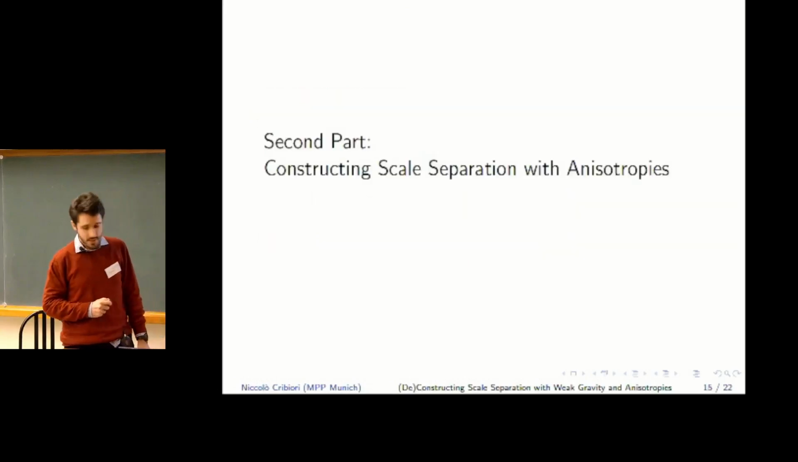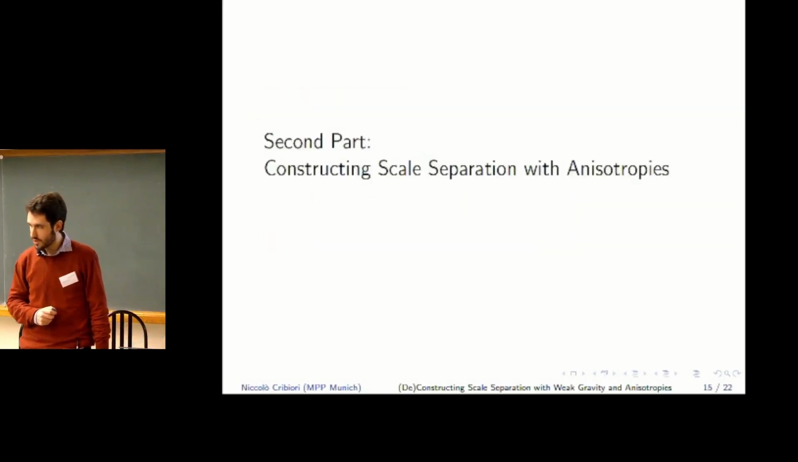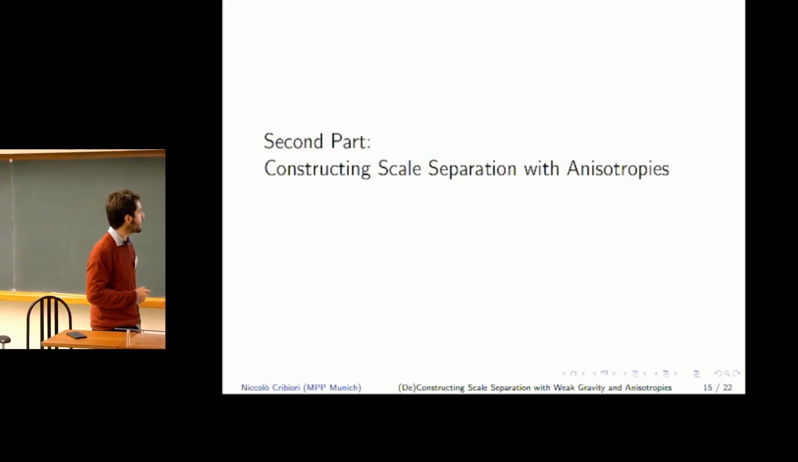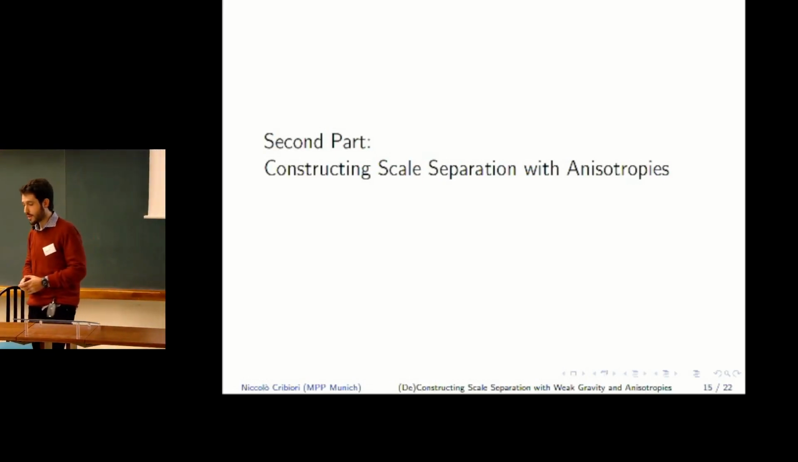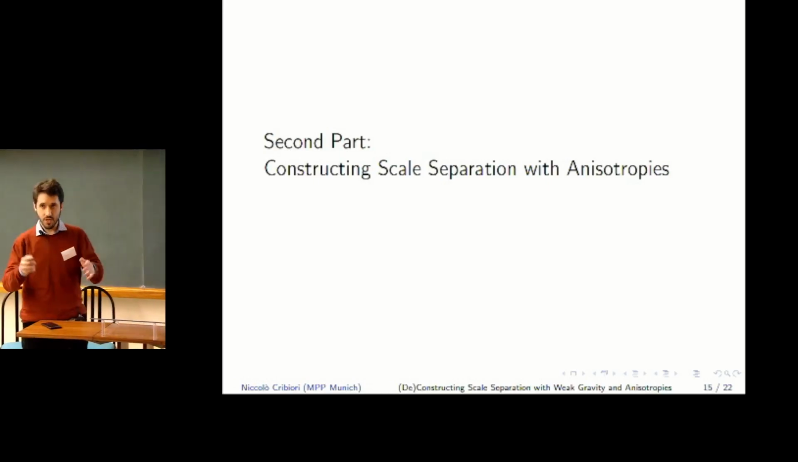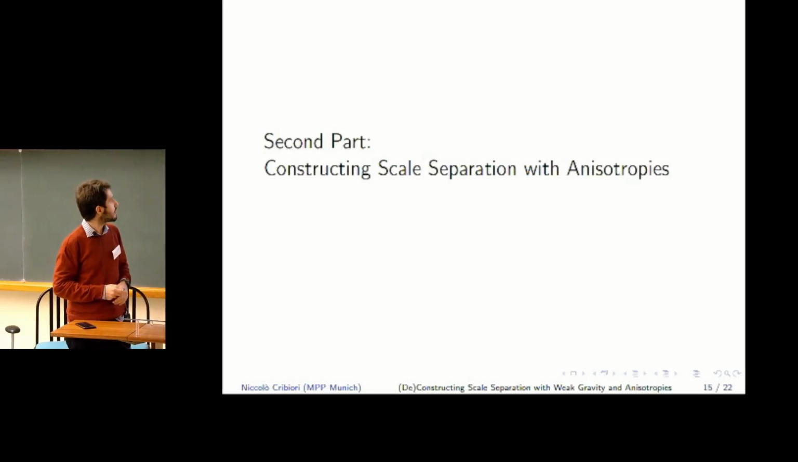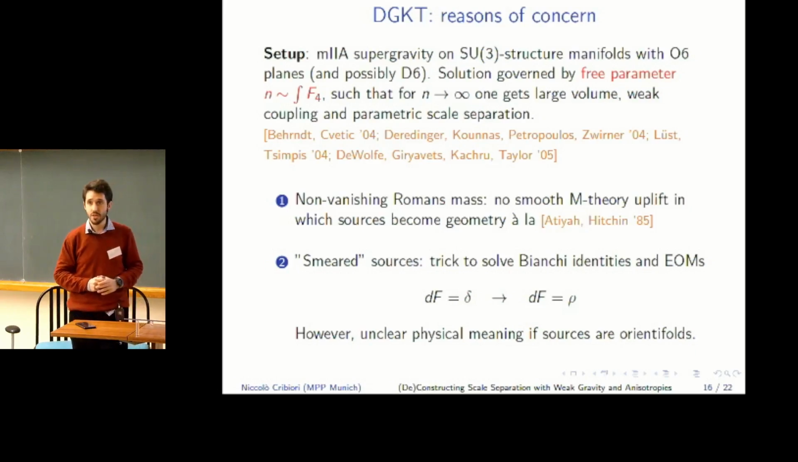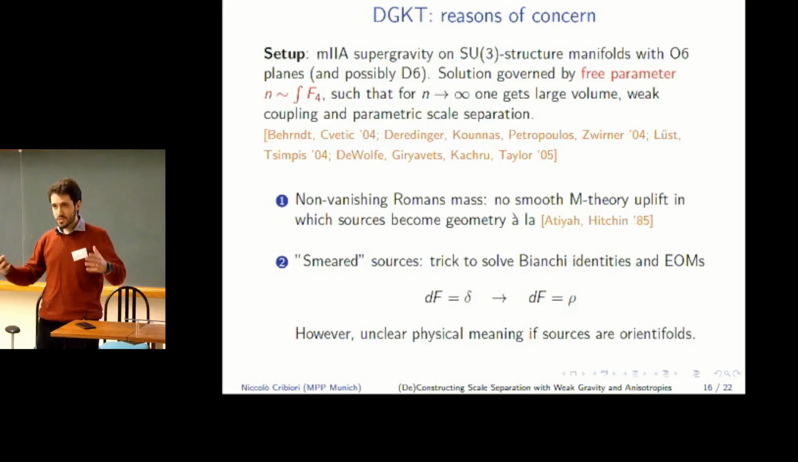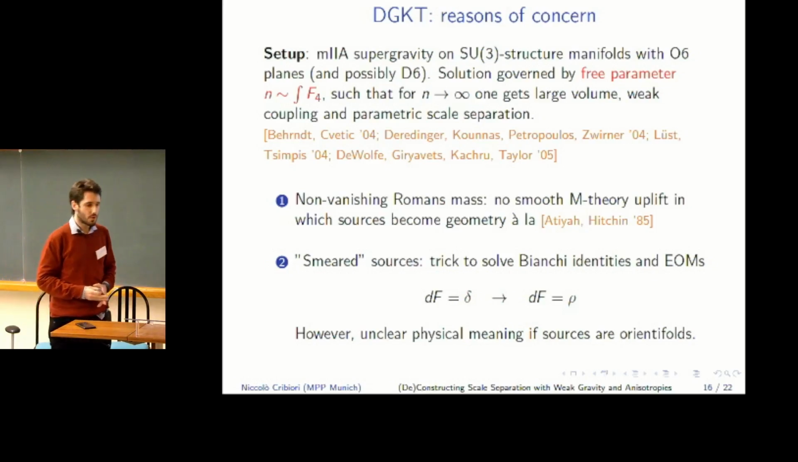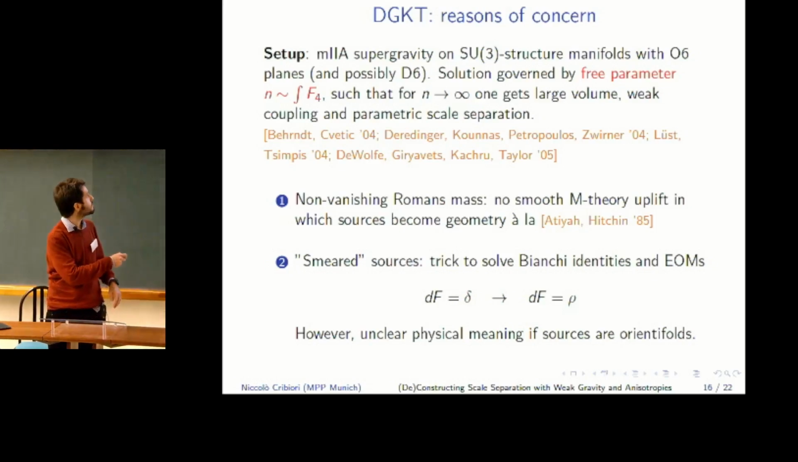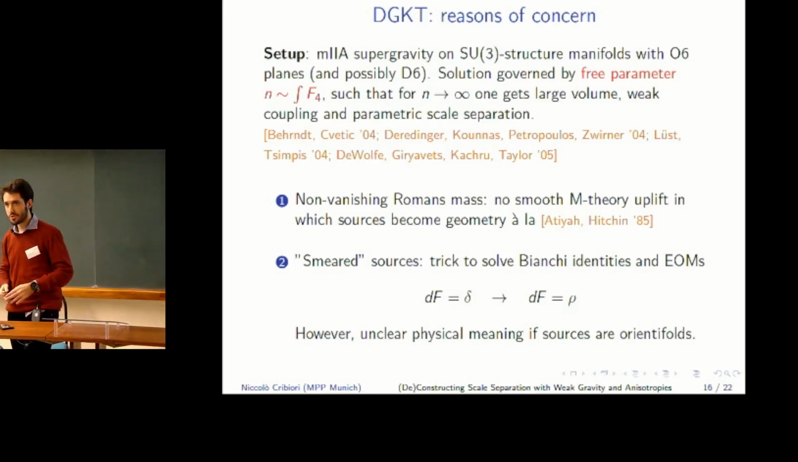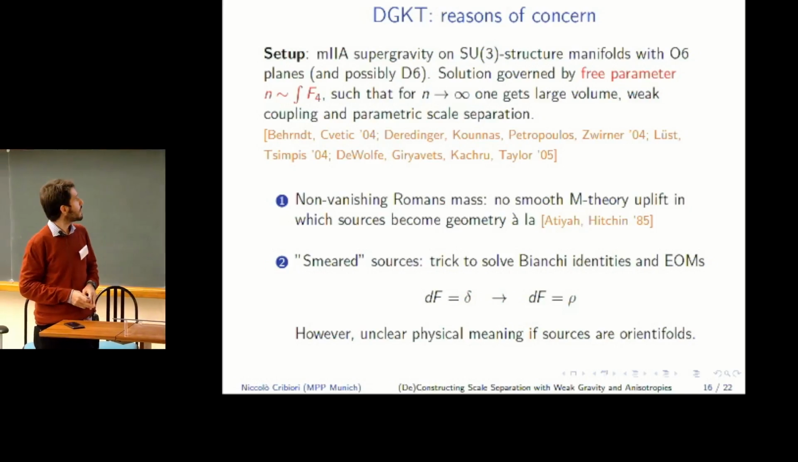Now, the second part, and in what is left, I will review a construction of a scale-separated class of vacua in type IIA, which was already mentioned this morning, but I will focus on some specific properties. Now, as we know, one of the most celebrated classes of vacua is what is called DGKT, after the authors of this paper, even though many other people contributed to it during the years.